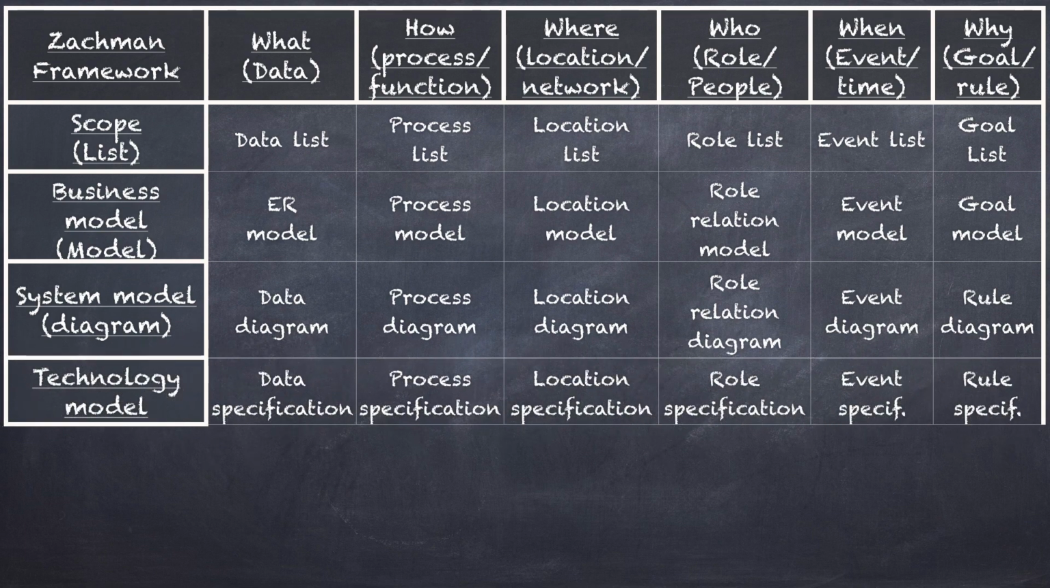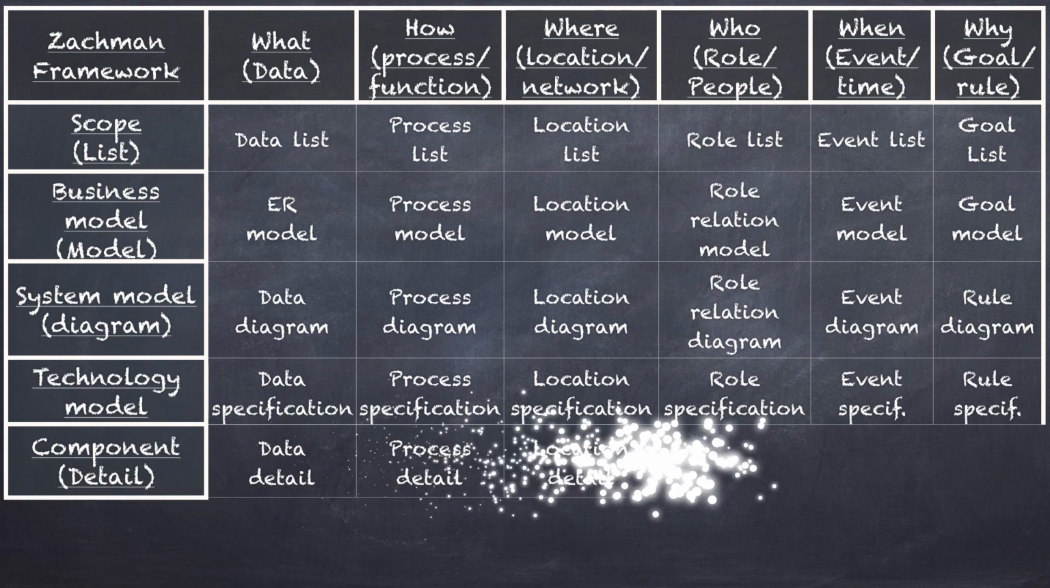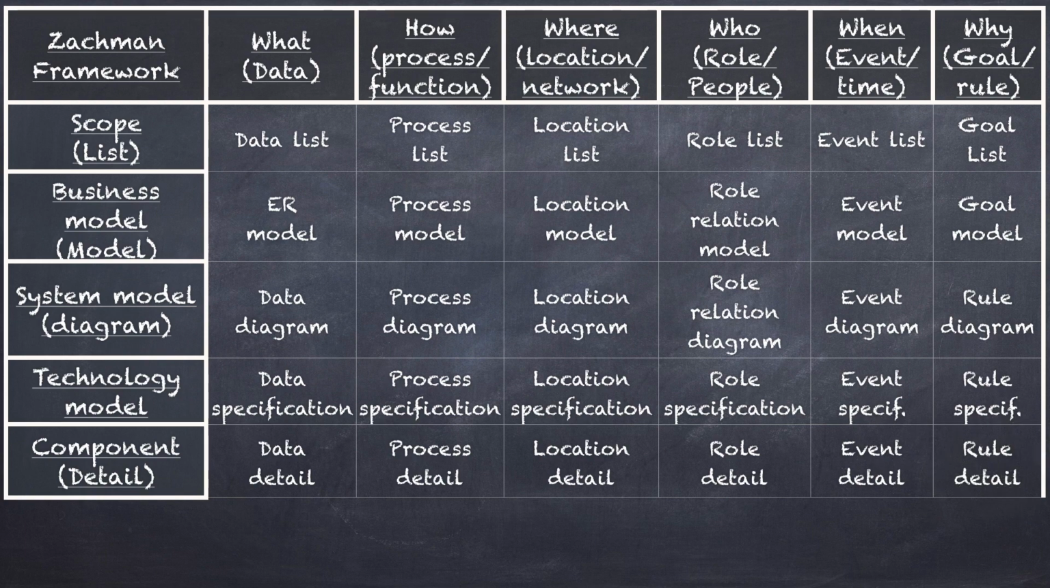Now let's see the next row, which is regarding the technology model. In the technology model, there will be only specification-related entries: data specification, process specification, location specification, role specification, and event specification. Next is component details. In component details you can see all the same entries regarding component details. So it is easy to remember.